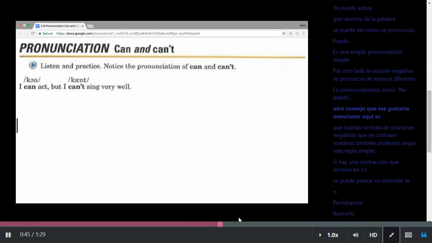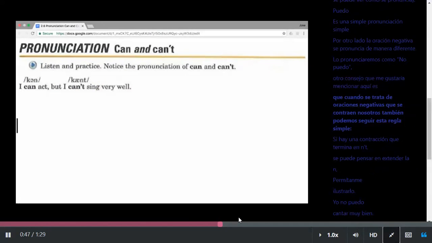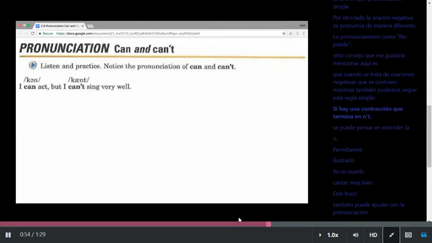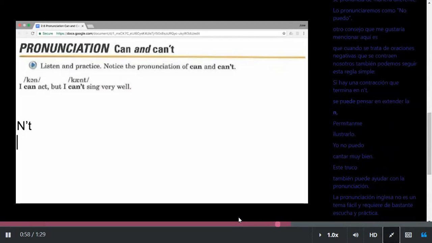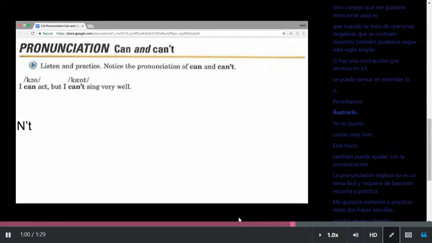Another tip that I would like to mention here is when it comes to negative statements, which are contracted, we can also follow a simple rule. If there's a contraction which ends in nt, you can think of extending that n. Let me illustrate that.